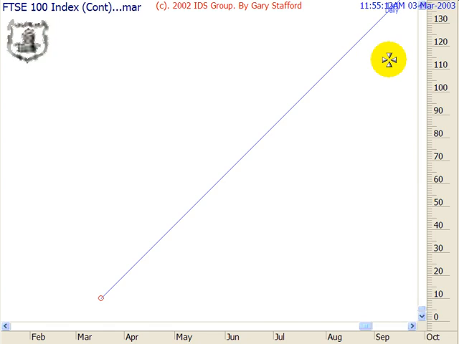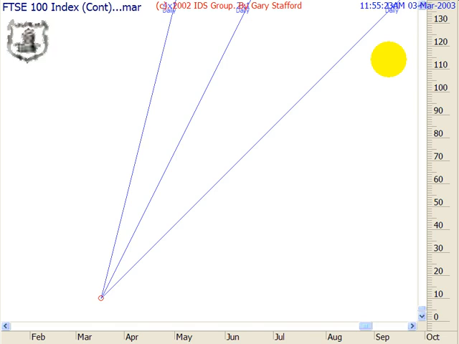So the angle above that goes up 2 points per time period, and the one above that is 4 points per time period. Those are basically Gann's numbers. He has a 1 by 1, then a 2 by 1, then a 4 by 1. The next one would be an 8 by 1. You can see each time they get steeper and steeper.